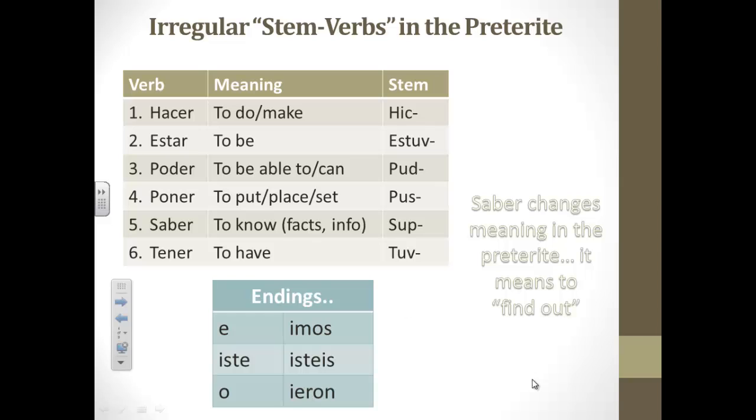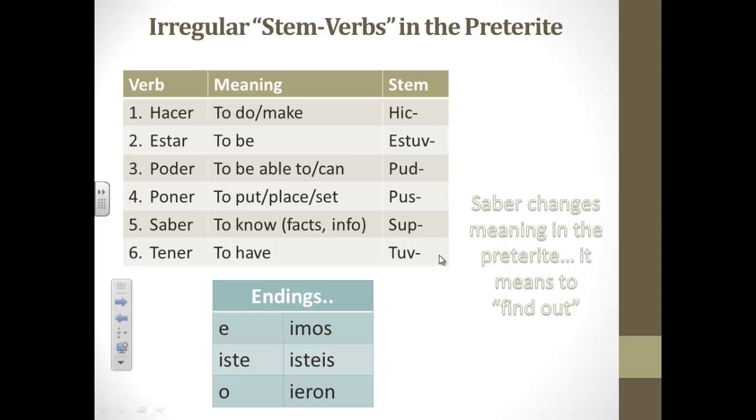On a special side note, please notice that under saber, I did write you a note about how saber changes meaning in the preterite. There's just a few verbs that do this. Okay, saber in regular tense, or in the present tense and other tenses, means to know facts or information. However, when you use it in the preterite, it's going to mean to find out. So if you said supe, you would be saying I found out.